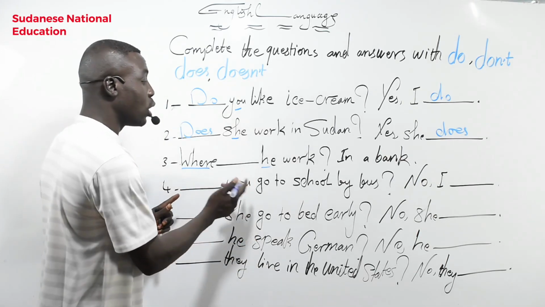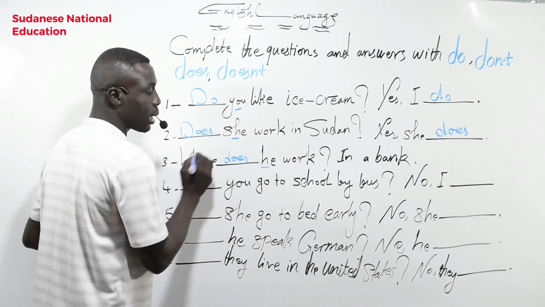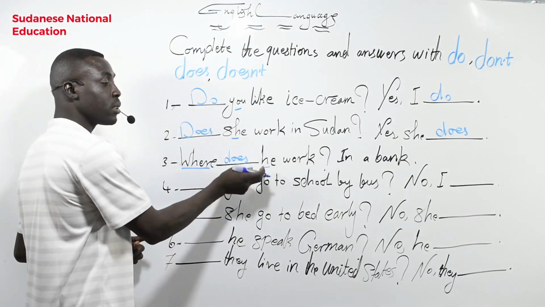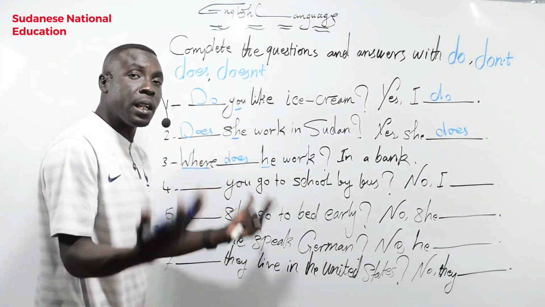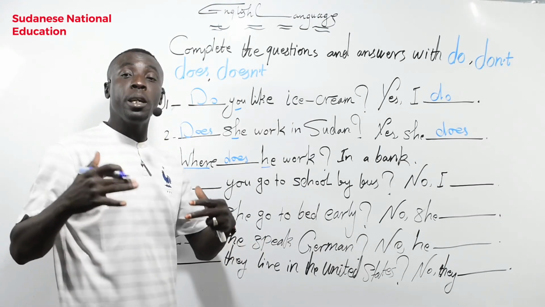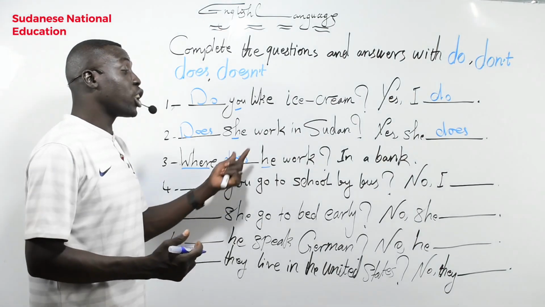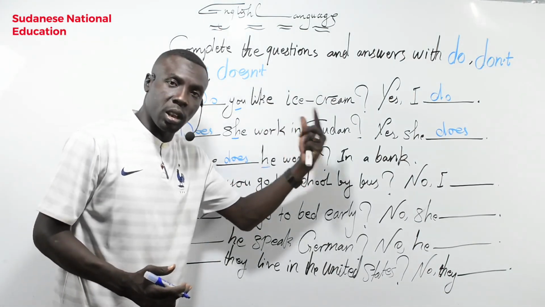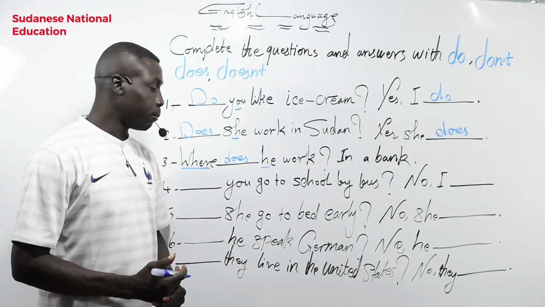So it's a question. We say, where does he work? In a bank. The bank is the place where he works. That means maybe he's an accountant. He works in a bank. Does he work in a bank? Yes, he does. Where does he work? In a bank.